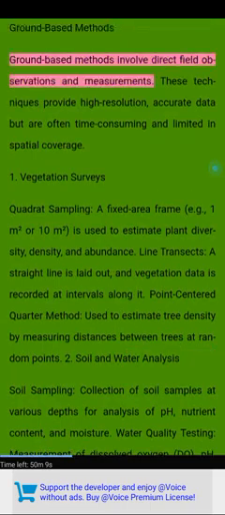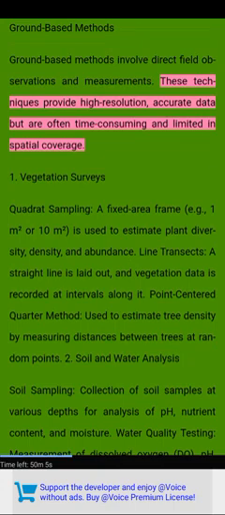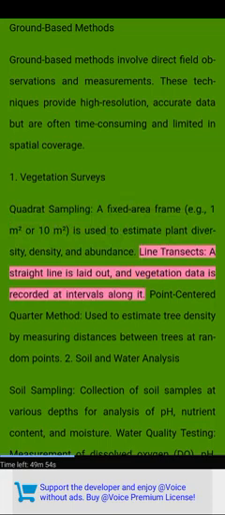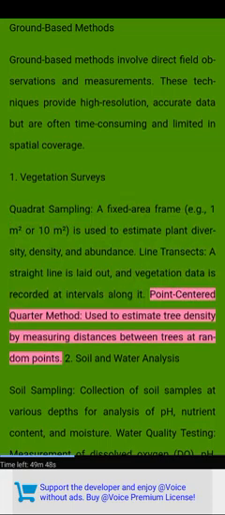Ground-based methods involve direct field observations and measurements. These techniques provide high-resolution, accurate data but are often time-consuming and limited in spatial coverage. 1. Vegetation surveys. Quadrat sampling: a fixed area frame, e.g., 1 square meter or 10 square meters, is used to estimate plant diversity, density, and abundance. Line transects: a straight line is laid out, and vegetation data is recorded at intervals along it. Point-centered quarter method: used to estimate tree density by measuring distances between trees at random points.